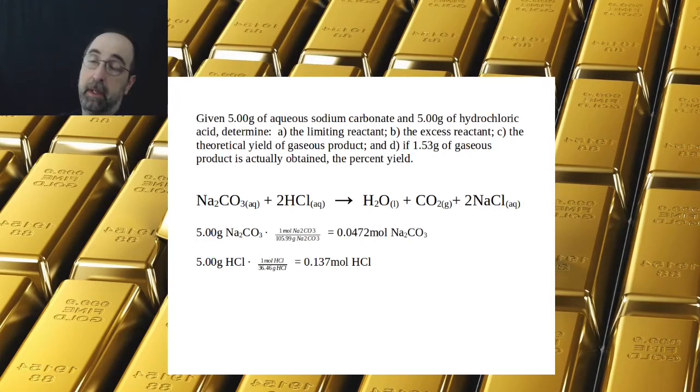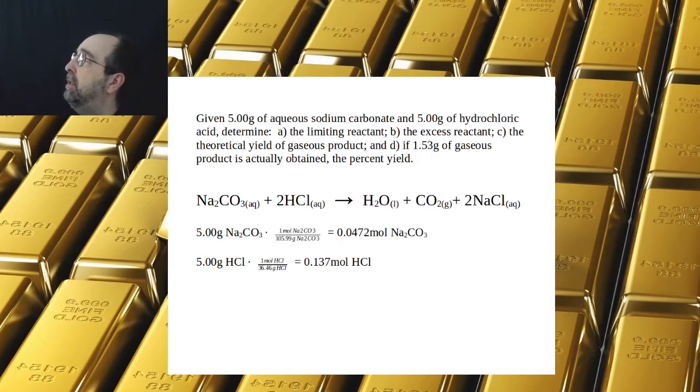Now we still haven't answered part A, which was asking about the limiting reactant. What we'll do is we'll take one of these initial amounts and convert it into moles of the other substance. For example, we could take the moles of HCl and try to find out how many moles of Na2CO3 would be needed to use up all of the HCl.